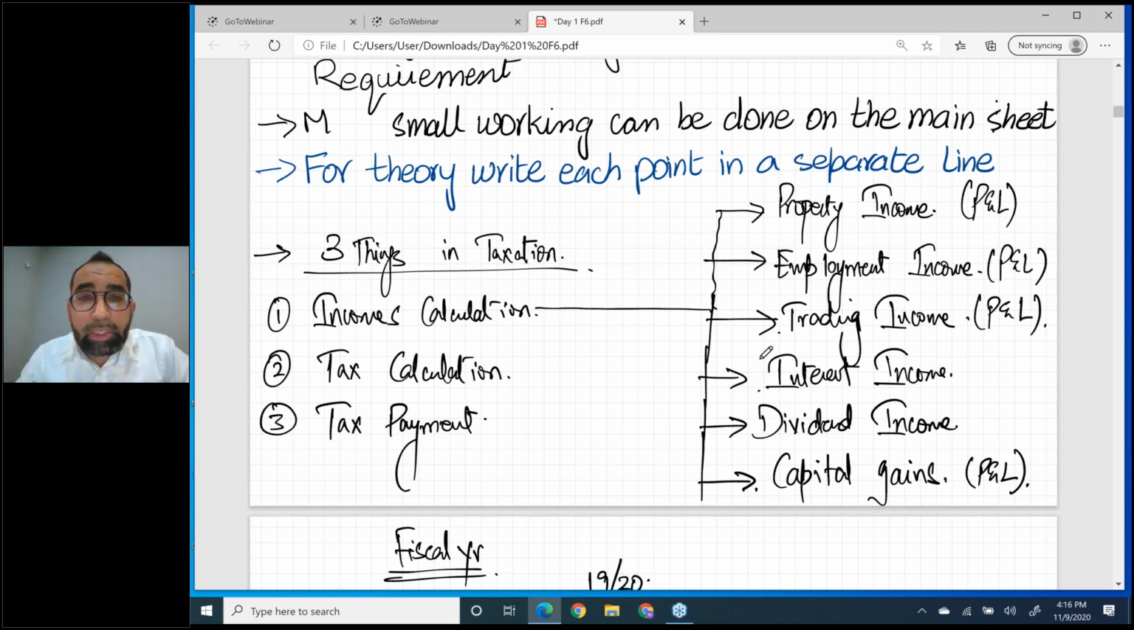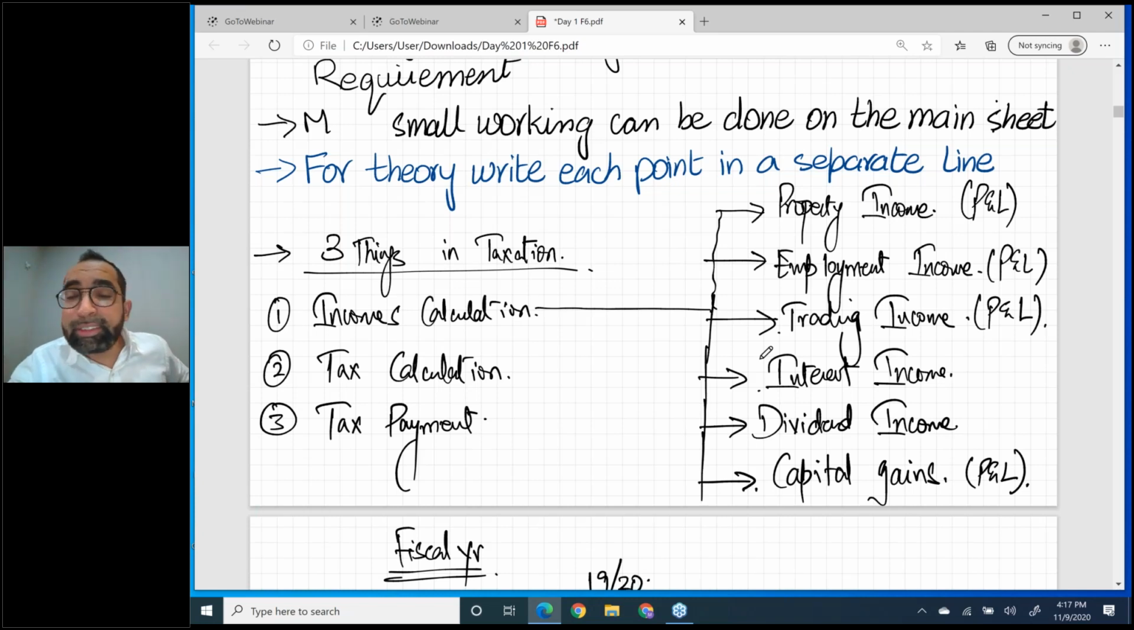Now open your eyes. For property income, yes, you have to make a P&L. There is a proper working for property income. And what's the format of the P&L? You must remember: rental income less allowed expenses. Then for employment income, yes, you have to make a P&L. You used to make a P&L for employment income as well, if you remember: salary, bonus, car benefit, fuel benefit, accommodation, less allowed expenses, right? For trading income, yes, you also have to make a P&L. For capital gains, yes, you have to make a mini P&L. Hope you remember: disposal proceeds less allowable cost is equal to chargeable gain.